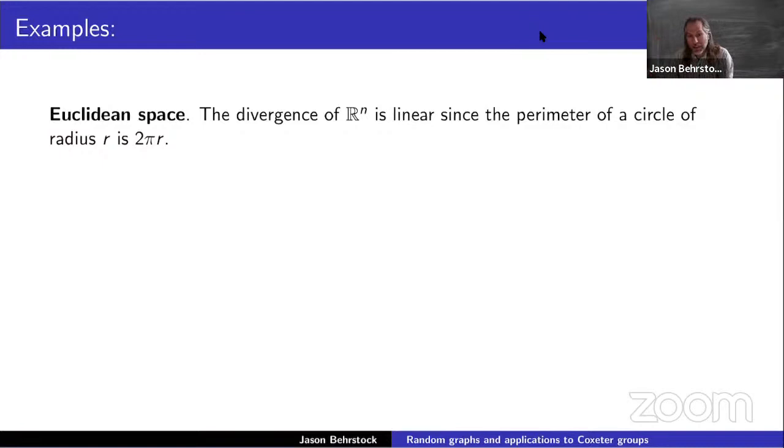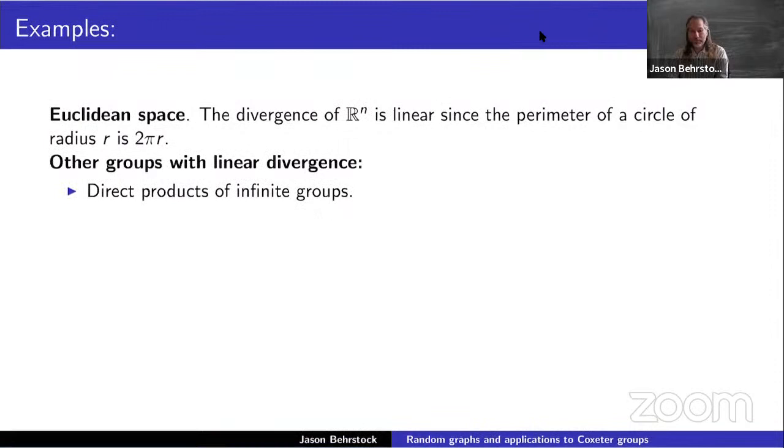It turns out there's a bunch of examples of that vein. R^n is not a finitely generated group, but R^n is quasi-isometric to Z^n. So the free abelian group of rank n and R^n are quasi-isometric. So this Euclidean space example can be thought of as the finitely generated free abelian group on n generators. But there are other groups that have linear divergence. The simplest next family is the direct product of two infinite groups; the same way of avoiding things works, and those have linear divergence.